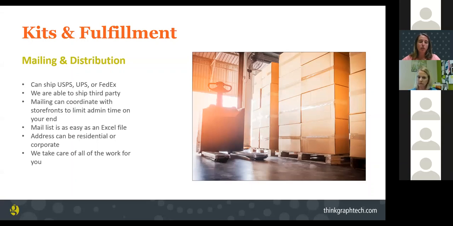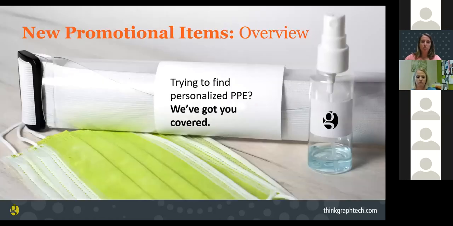Or you can, like Conrad Siegel did, they sent us a mail list of every one of their employees. It's as easy as an Excel file, just their name and address, and we take it from there. We can ship to residential or corporate addresses, that is no problem. And like I said, this kind of takes the work and labor out of it for you. We handle it all here in-house. So I think that's it for kits.